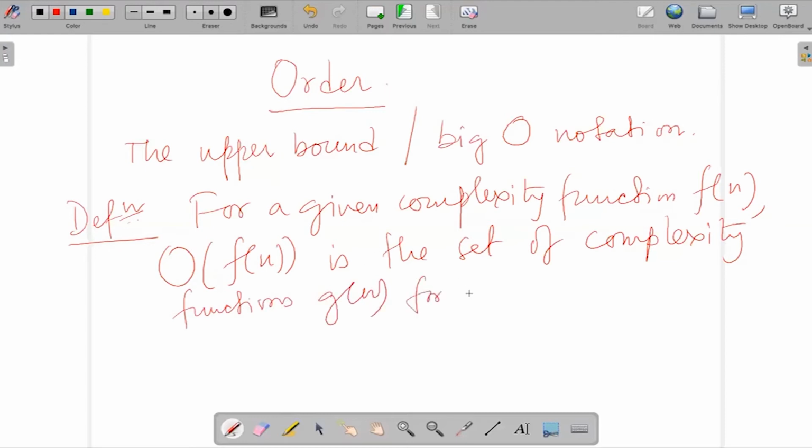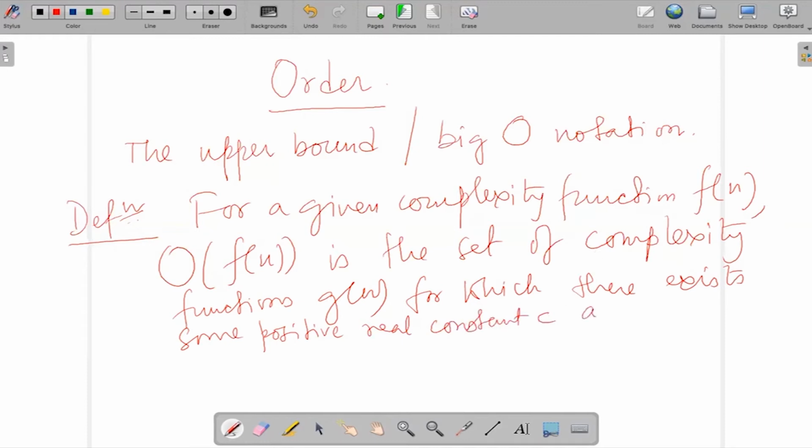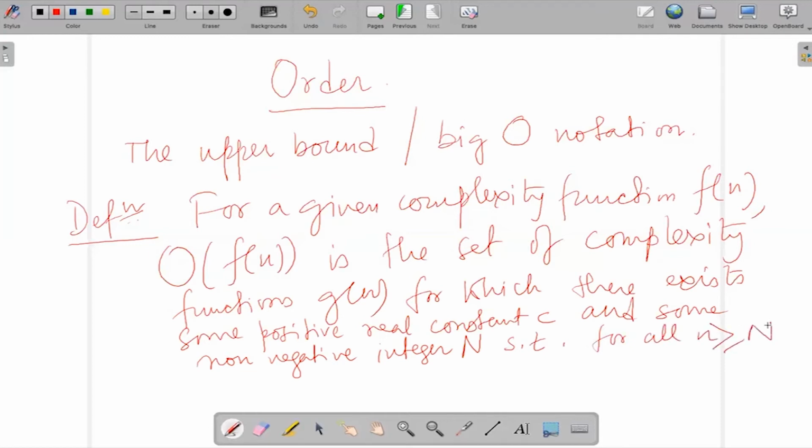g(n) for which there exists some positive real constant C and some non-negative integer N such that for all n greater than or equal to capital N, g(n) is less than or equal to C into f(n). This is also sometimes denoted as g(n) in big O of f(n).